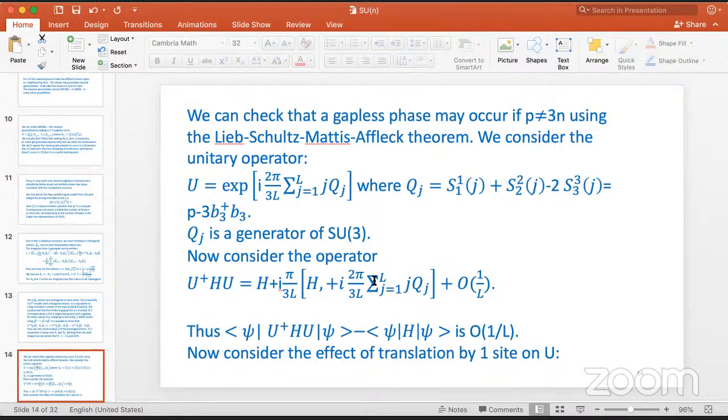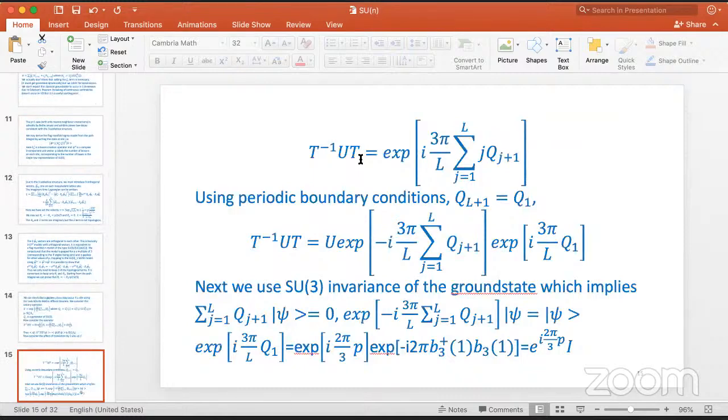So this term can actually be dropped, so we get terms of order 1 over L. If we translate by one site, T inverse UT translates into e to the i 3 pi over L sum over j of j Q_{j+1}. It translates Q_j to Q_{j+1}. Using periodic boundary conditions, Q_{L+1} equals Q_1.